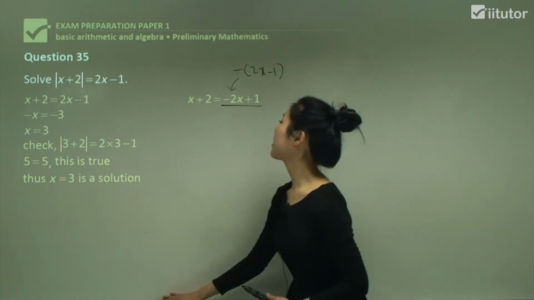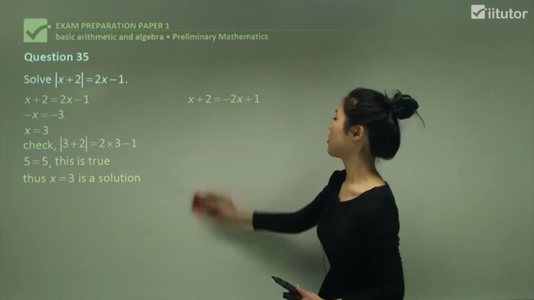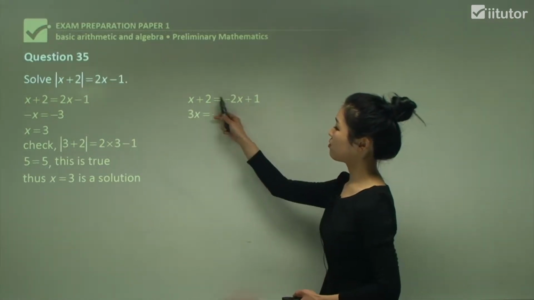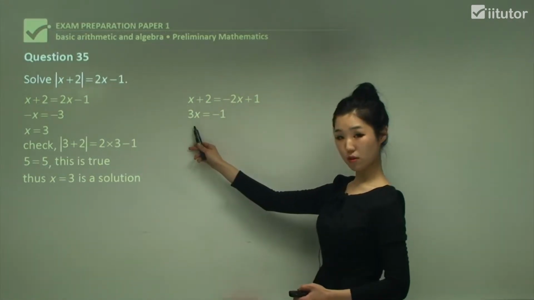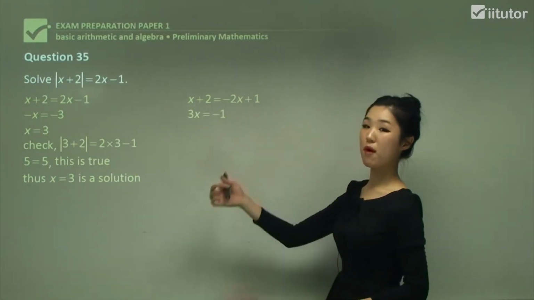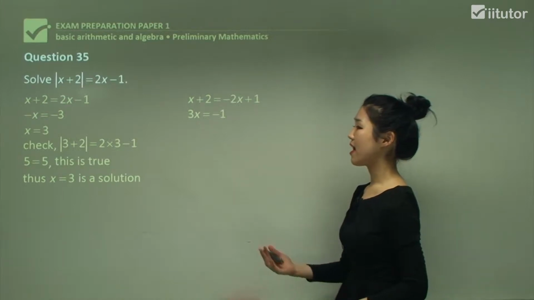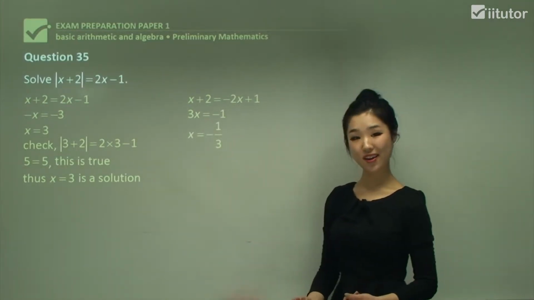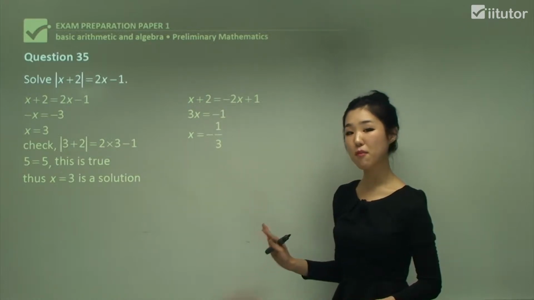Now here, we're going to solve this individually as well. So do the same thing, just gather your like terms. I'm going to move negative 2x over to this side, so I have x plus 2x, 3x, and 2 over to this side, so I have 1 minus 2, which is negative 1. And to get x, just divide by 3, I have negative 1 over 3. Okay, and again, don't stop there, you must check.